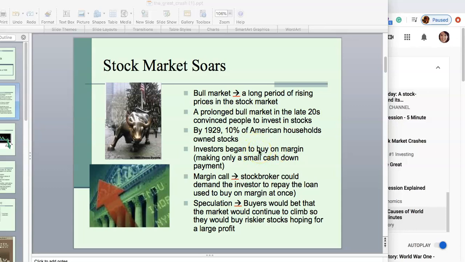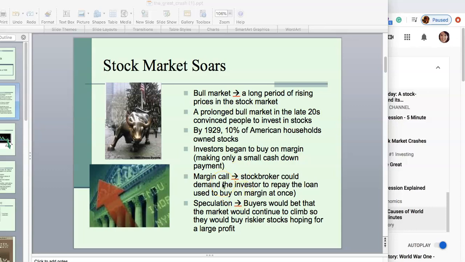So buying on the margin is where you don't have enough money to buy a stock outright. So I don't have $300 to buy a share of Apple stock. So what I am doing is I'm going to put down a small cash down payment, and then I will make monthly payments on it until I'm able to fully outright own that stock.